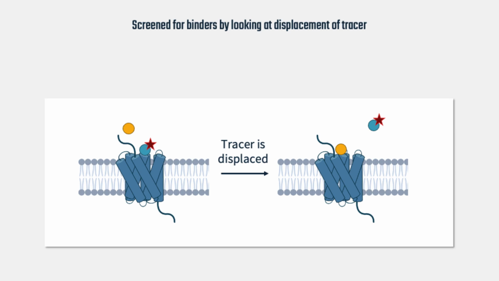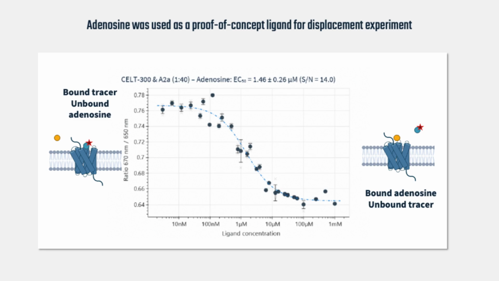By doing that, we will displace the tracer and observe a decrease in the fluorescence ratio as the tracer is coming back to its unbound state. This is how it looks for adenosine, which is the natural binder of this A2A receptor. You can see here a reverse shape of the curve because the tracer is going back to its unbound state. Also here, all these measurements were done directly in the membrane extract, so in the crude matrix.